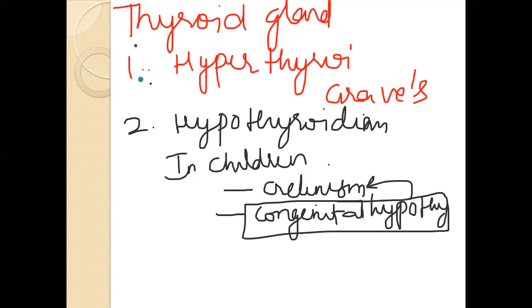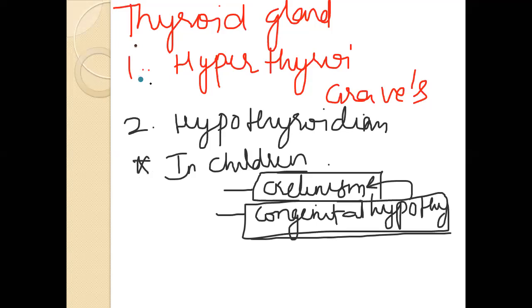After birth, due to some nutritional deficiency, if hypothyroidism occurs, we say directly that the baby's growth is not happening. So before birth itself, the problem has started. The congenital hypothyroidism also leads to cretinism. Next, what is the other one here?